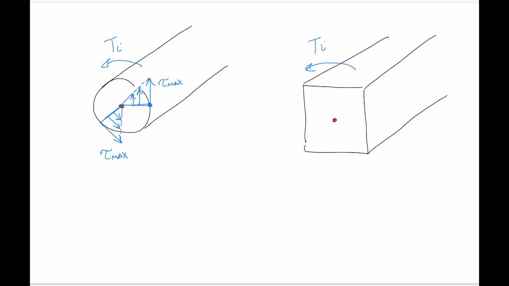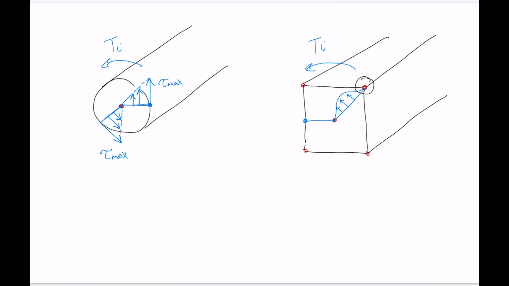So the points that are farthest from the center are the corner points. But as it turns out, the shear stress is actually zero at those points. So the distribution of shear stress along a line like this varies something like that for something that is rectangular. And the maximum shear stress actually occurs along a radial line going out to the center of the side of the object. Now, the interesting question is, why is the shear stress zero there?